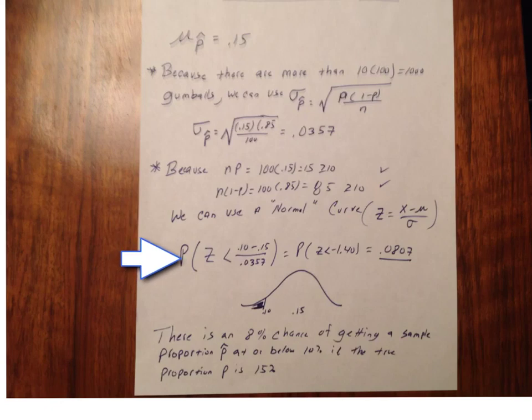So, the probability that z is less than (0.1 minus 0.15) over 0.0357, which is your standard deviation, is equal to the probability that z is less than negative 1.4, which is 0.0807, which is 8%. Don't forget your graph. There's an 8% chance of getting a sample proportion p hat at or below 10% if the true proportion is 15%. So while you may be a little surprised, it's not too uncommon. 8% is not too small.